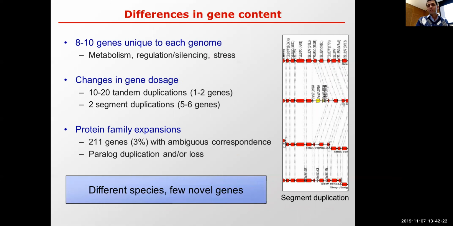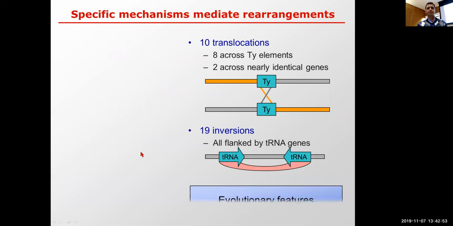You can also ask, what is the difference in gene content between these closely related species? For example, we found that there were only 8 to 10 genes that were unique in each genome, and these were largely related with, again, environment adaptation, metabolism, regulation, stress adaptation. There were very few tandem duplications, 1 to 2 genes at a time, about 10 to 20 events, and then 2 larger segmental duplications, and also massive protein family expansions, which were primarily happening at the telomeres. Okay.